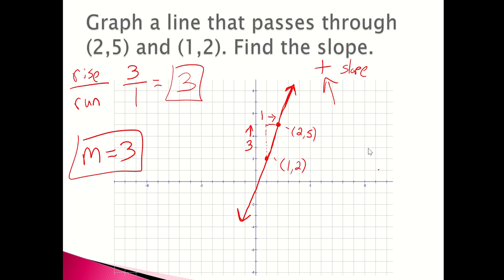Questions on that? By the way, if you went down 3, 1, 2, 3, that's negative 3 because you're going down, and then left 1, that's negative 1. Negative 3 over negative 1 simplifies to 3. So either way, you should get 3. If you did not, you probably made a mistake somewhere along the way.